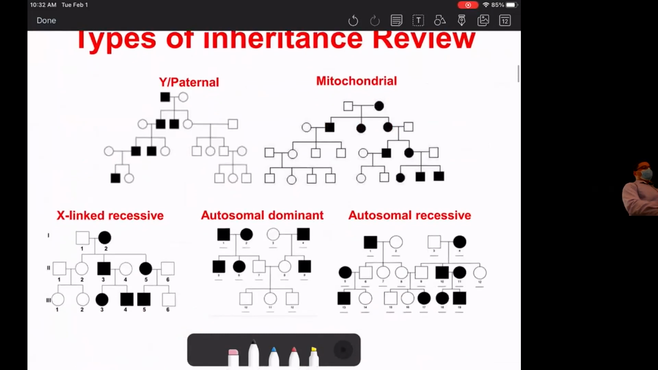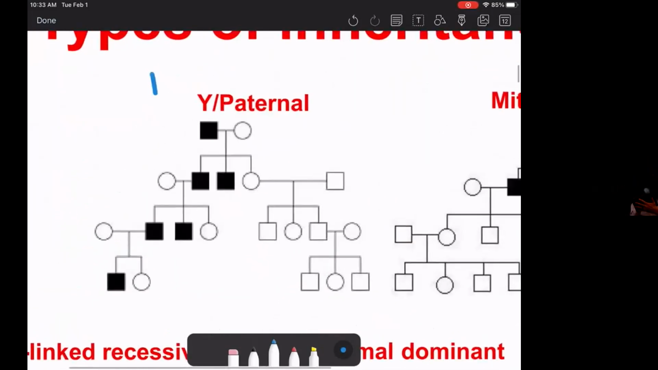So let's actually go through a bit of a hierarchy on how to solve these problems first. These are the typical five answers I can show up with on an exam question for something. So here is the easiest way to eliminate the possibilities of any question. Number one, check if it's Y or paternal. Only males are affected, and it passes from fathers to all sons.